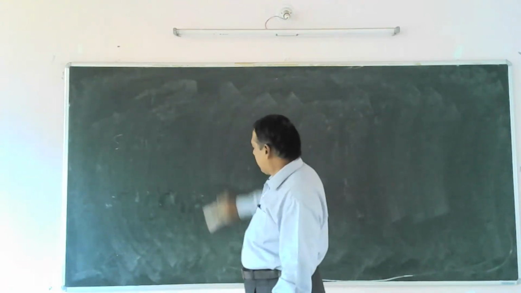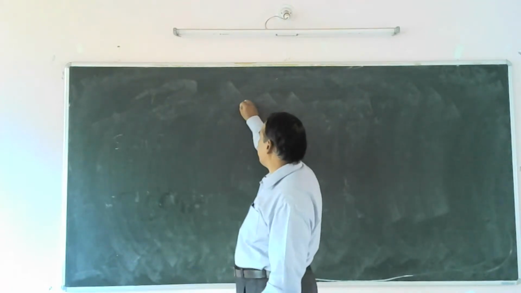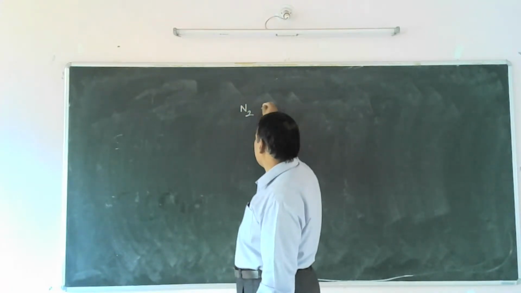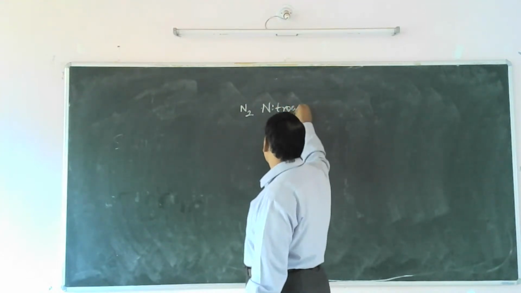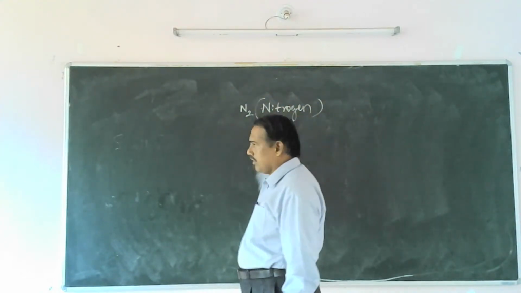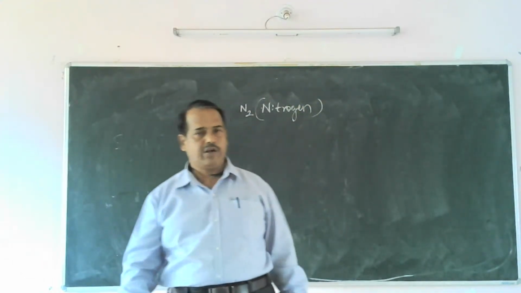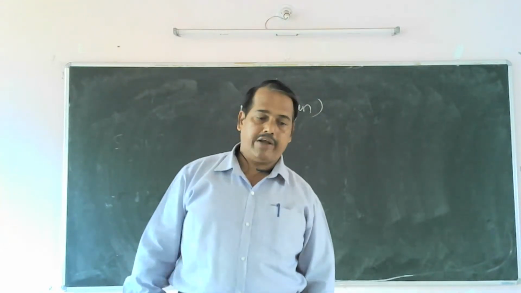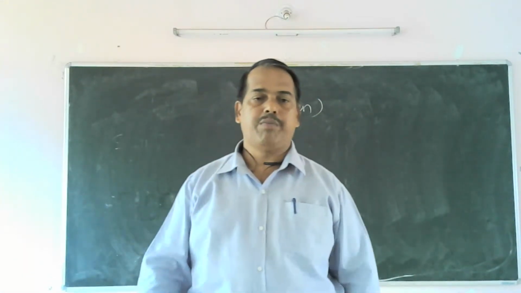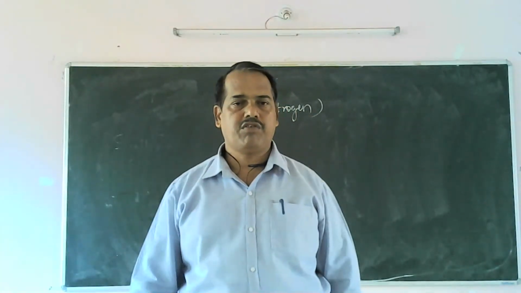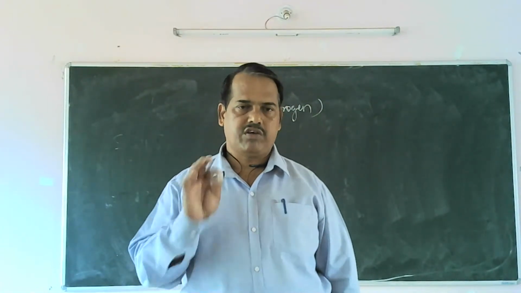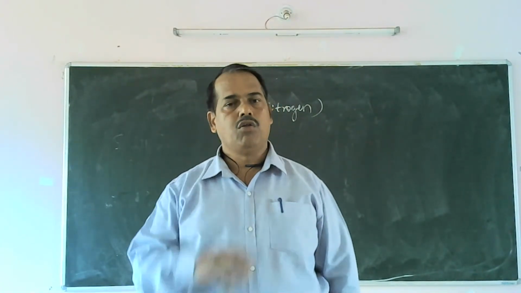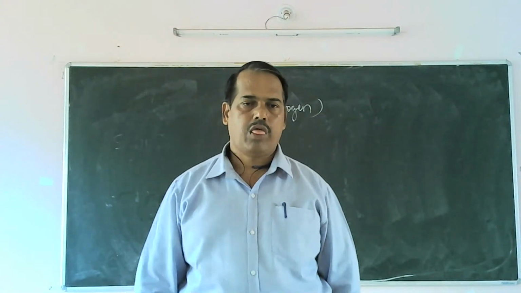Dinitrogen, which is a compound of group 15 elements, is nitrogen gas. Generally we call it nitrogen. So, the occurrence of nitrogen: nitrogen comprises nearly 78% of our atmosphere. Nitrogen is a diatomic, colorless, odorless, non-toxic gas.